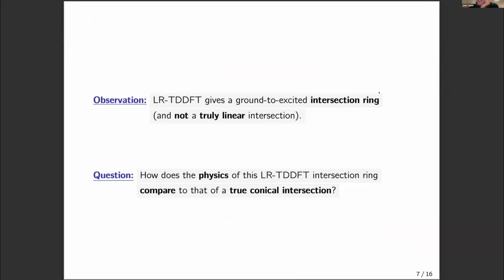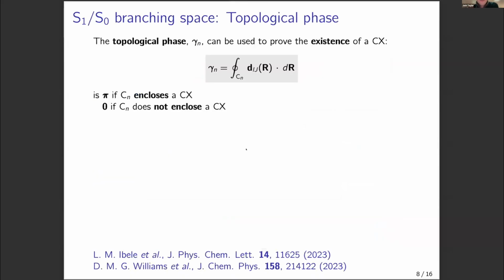How does the physics of this intersection ring compare to that of a true conical intersection? So, a ring of intersection, compare that to a point of degeneracy. Well, there's one way to confirm whether you have a true conical intersection, and that's related to the topological phase. We can see that if you calculate this integral along a closed path, if that closed path encircles a conical intersection, it should return a value of pi. If it does not encircle a conical intersection, you should get a value of 0.